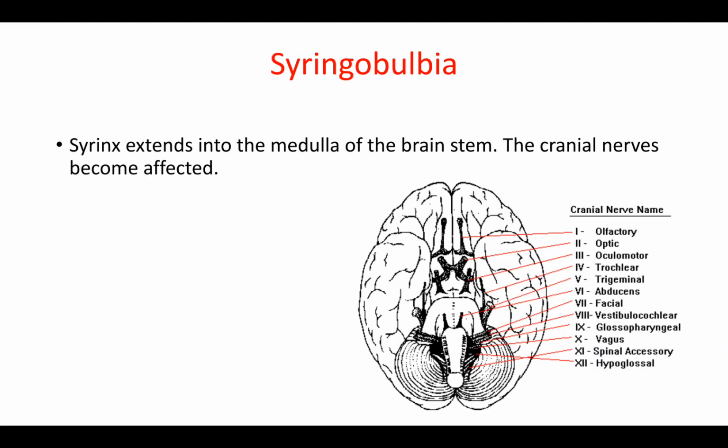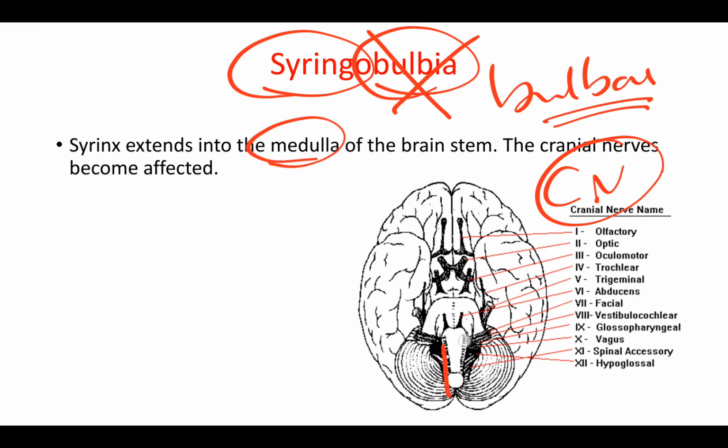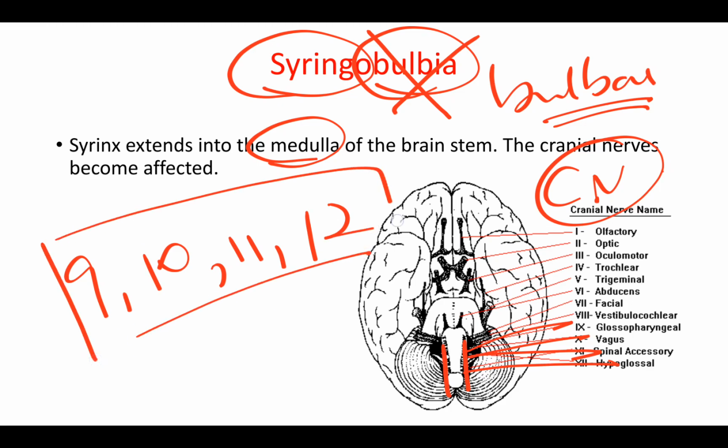There is another disease called syringobulbia, which is similar to syringomyelia, except that the syrinx is affecting your bulbar areas. Bulbar is where your cranial nerves are. This is again when the syrinx is inside the medulla. As you can see, this is the medulla, and here we have some cranial nerves. The last 4 cranial nerves, 9, 10, 11 and 12, pass through the medulla.